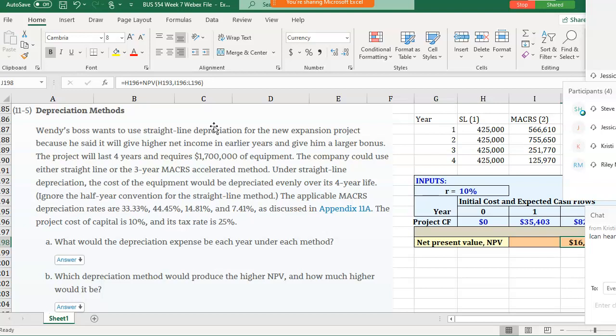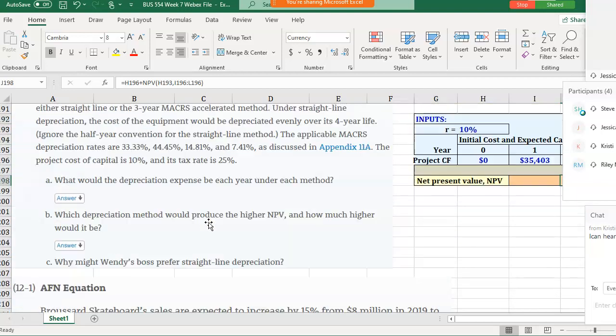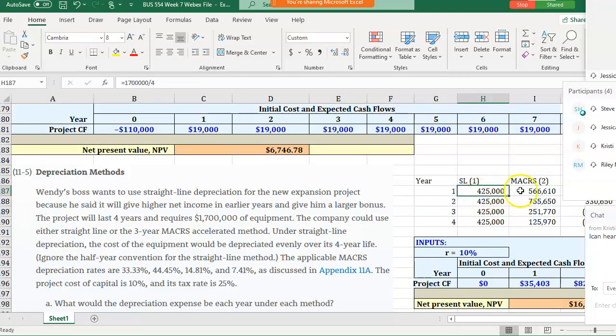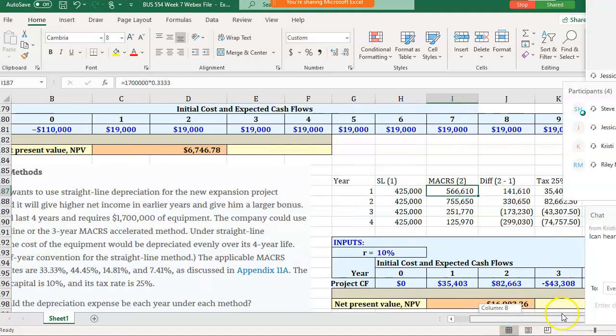Now, of course, think about the boss's perspective, and the boss is thinking, well, I really want us to use straight line because that's less expense, right? Notice the difference between the two expense numbers. I have a higher net income under straight line, yes, than under MACRS. Absolutely, I do. But I save cash, and cash is king in finance, right? It's all about the cash. I save cash because I have the higher tax deduction. So I save 35 grand in cash in this example, and that's really what I should be focusing on.